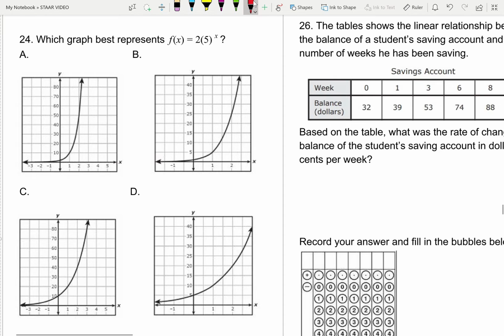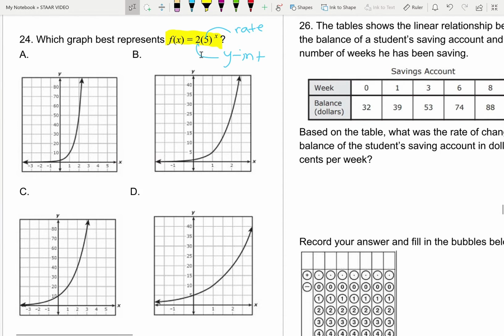24. Which graph best represents f of x equals 2 times 5 to the x power? So notice that this equation here is an exponential function, and when we were writing our exponential equations, remember that this first number right here before the parentheses represented our y-intercept, and the number inside the parentheses was our rate, so our change over y.